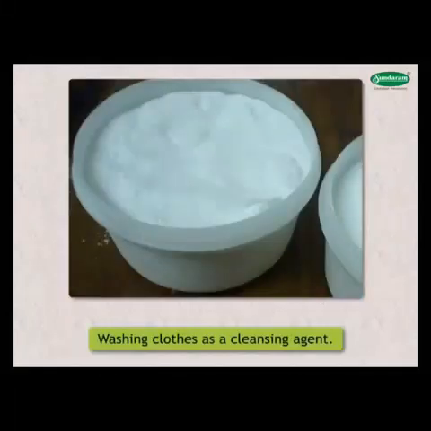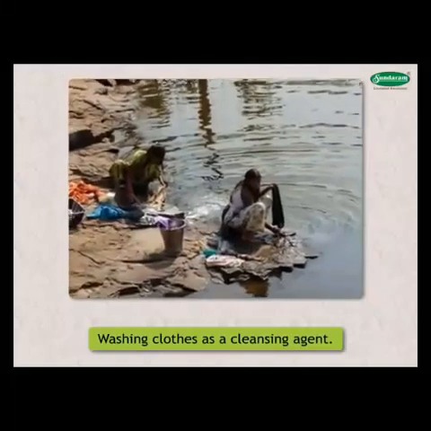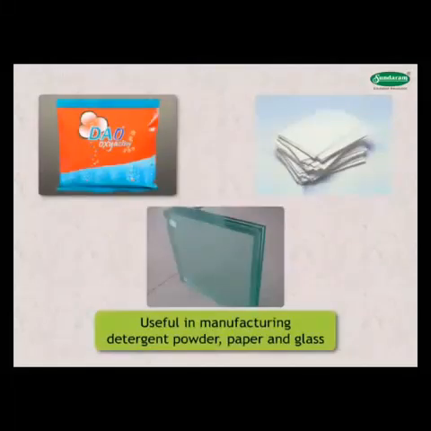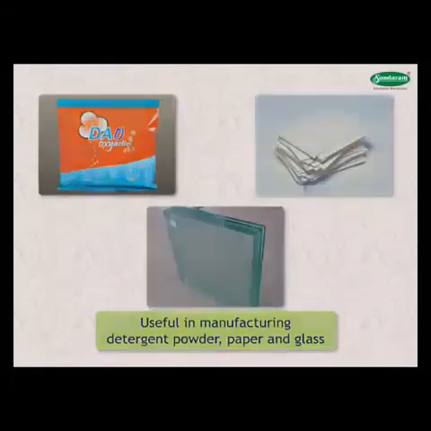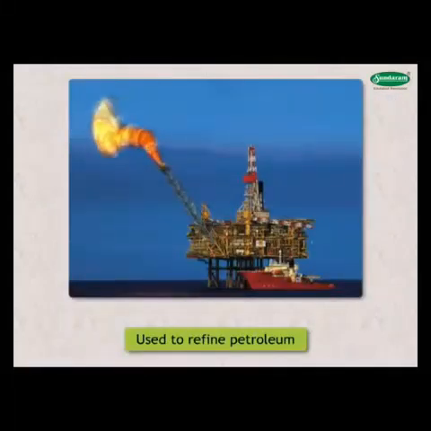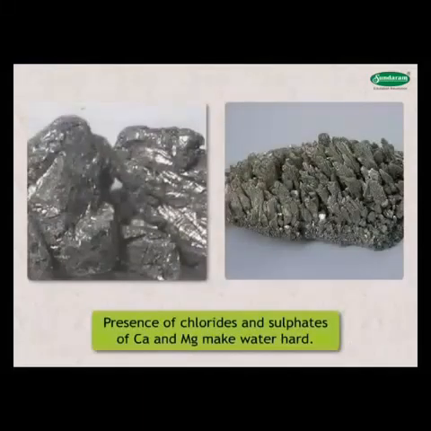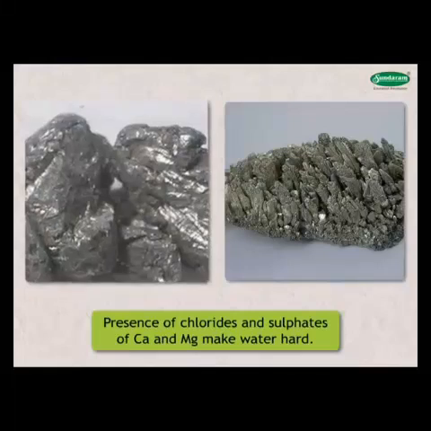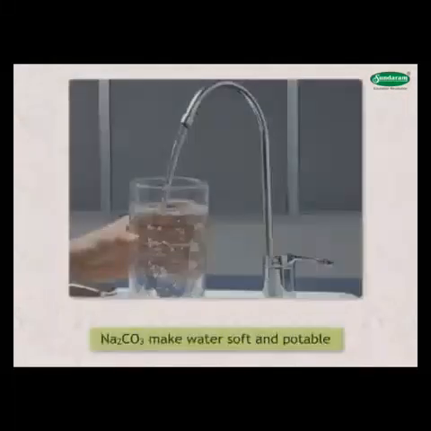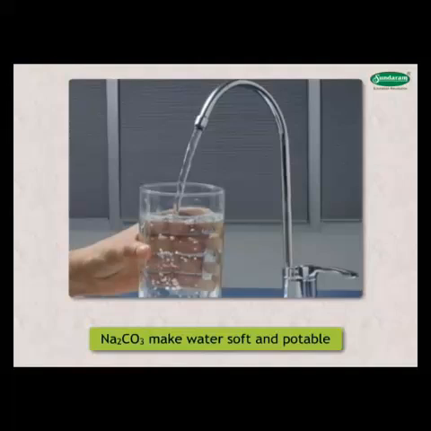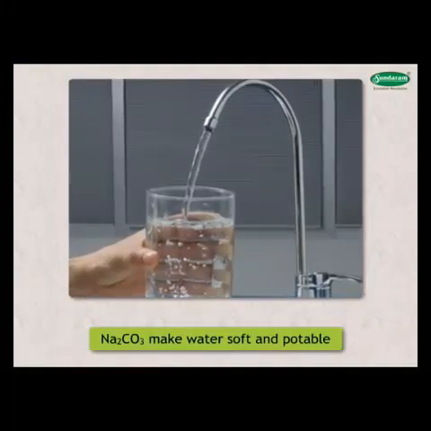Washing soda is used in washing clothes as a cleansing agent. It is very useful in manufacturing detergent powder, paper, and glass. It is also used to refine petroleum. Do you know presence of chlorides and sulfates of calcium and magnesium make water hard? Na2CO3 plays a very important role to make it soft and potable.